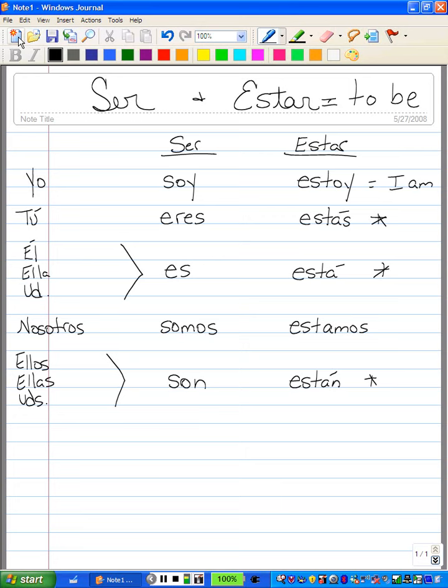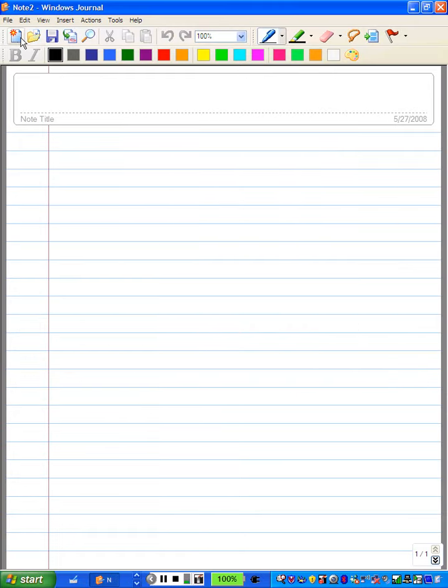Alright, let's talk a little bit about when to use each one. The book on page 59 gives you some written explanation on when to use each one. I'm going to show you something that I use in my classroom a lot to help students learn when to use the verb ser and when to use the verb estar. Okay, for the verb ser, we're going to start with this. PONDTL. With the verb estar, we're going to use the acronym LACE.